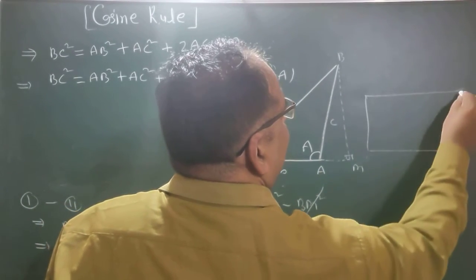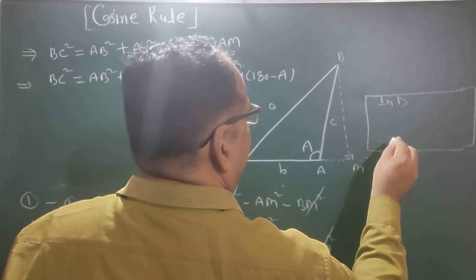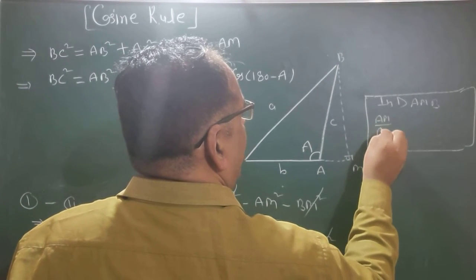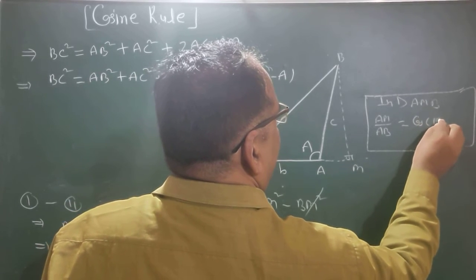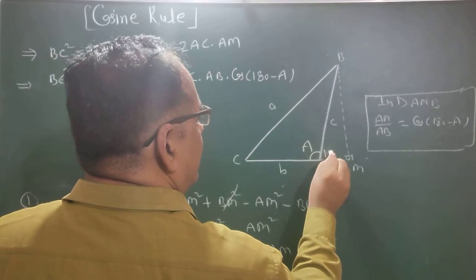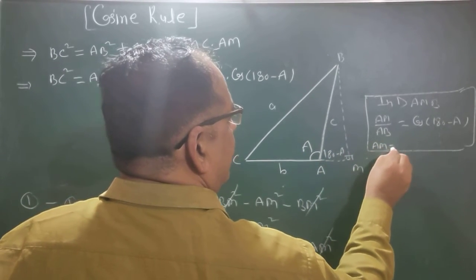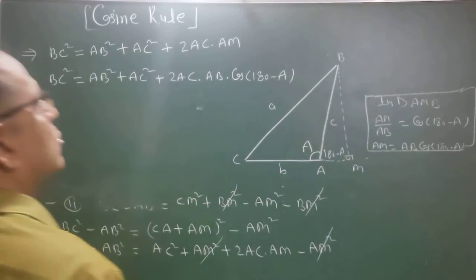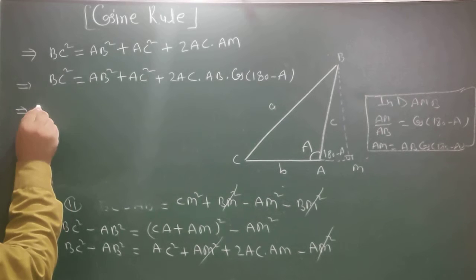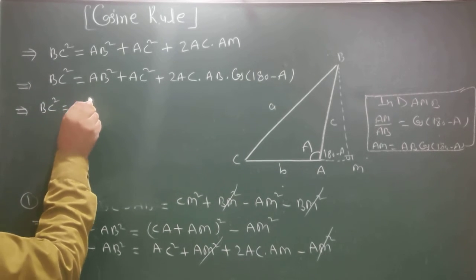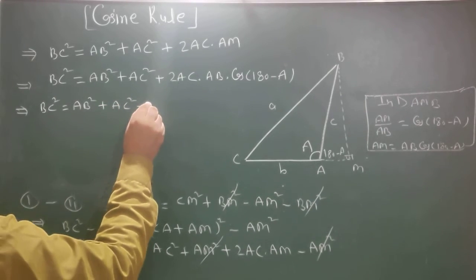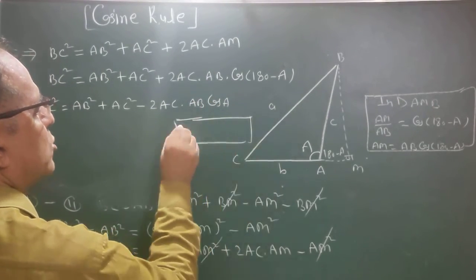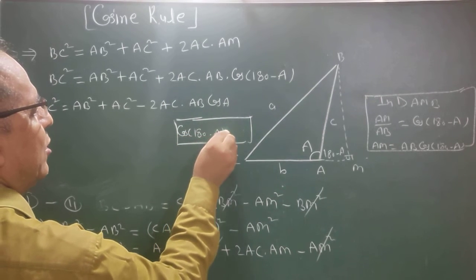because in triangle AMB, AM upon AB is equal to cos 180 minus A. This angle is A, so this becomes 180 minus A. So AM becomes AB cos 180 minus A. Now in the next step BC square is equal to AB square plus AC square minus 2AC into AB cos A, because cos 180 minus A equal to minus cos A.